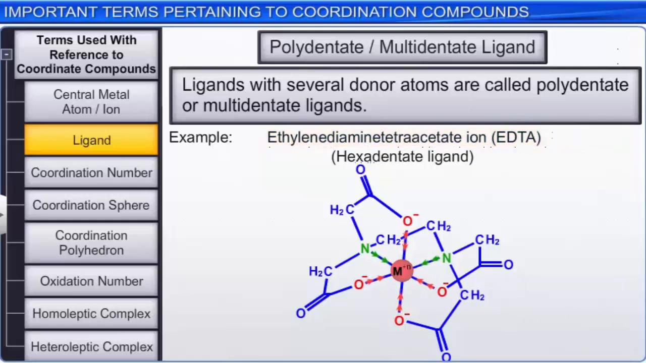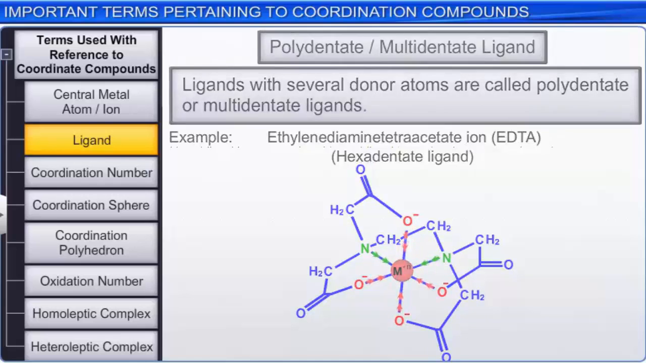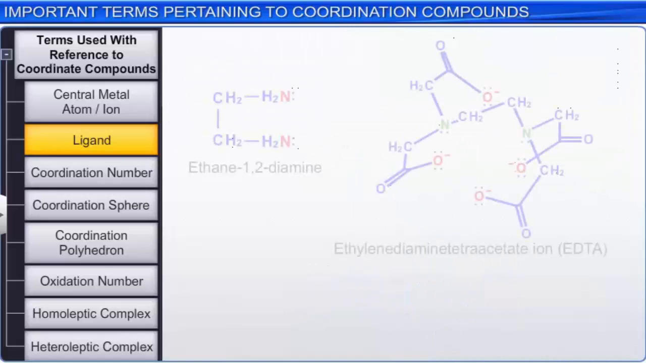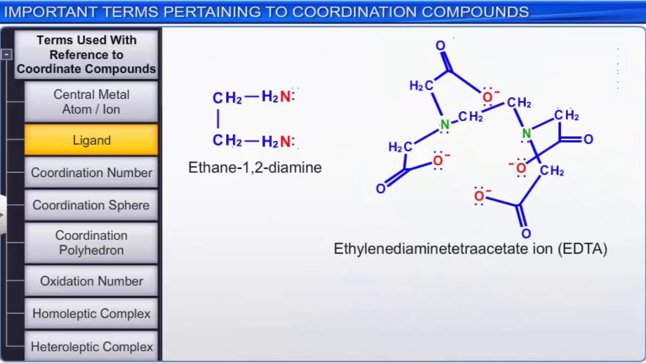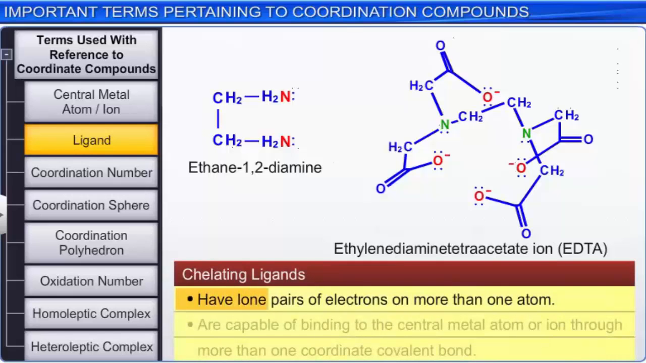Ligands like ethylenediamine and EDTA, which have lone pairs of electrons on more than one atom, are capable of binding to the central metal atom or ion through more than one coordinate covalent bond. Such ligands are called chelating ligands.